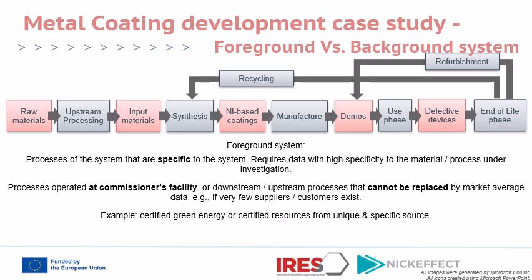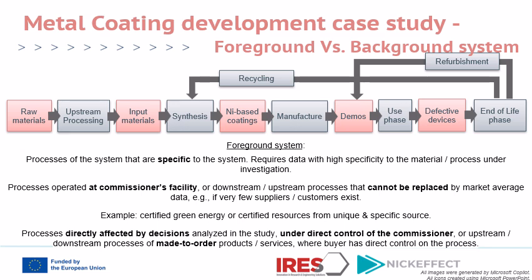So if we have only very few suppliers of a certain material or only very few customers that are interested to buy the material we are producing, then those suppliers or customers need to be included in the foreground system. We need to get high quality information for the processes at their facilities along the life cycle. An example of that would be if we were using certified green energy or certified resources from a specific source somewhere along our value chain, then we would have to get accurate information of how these resources are exactly produced at this specific source.